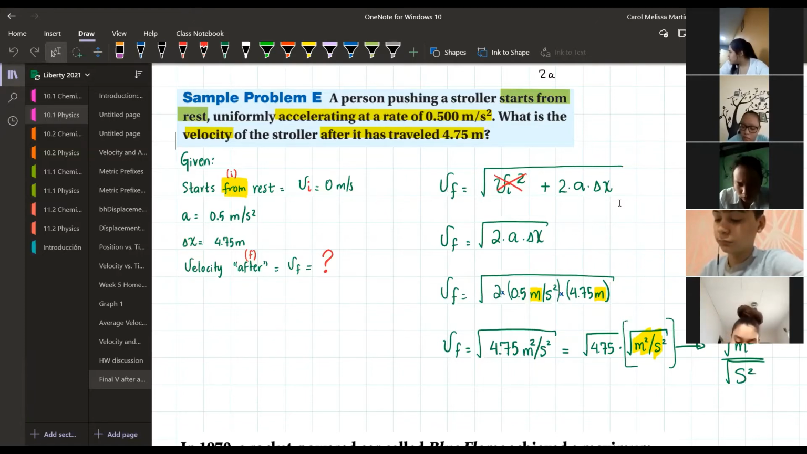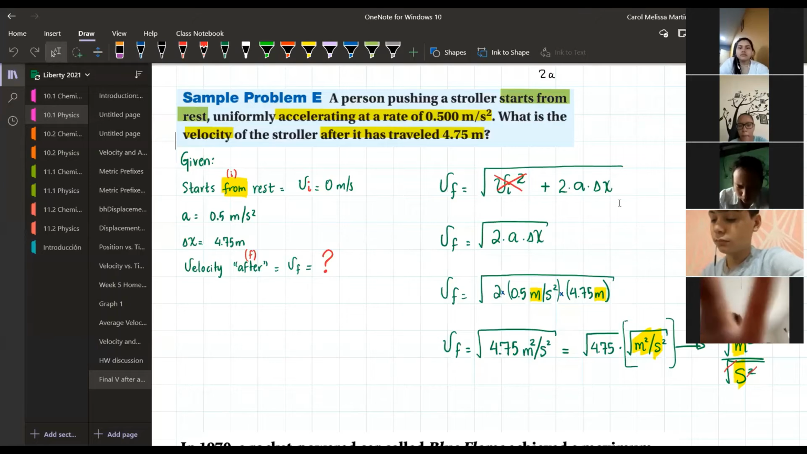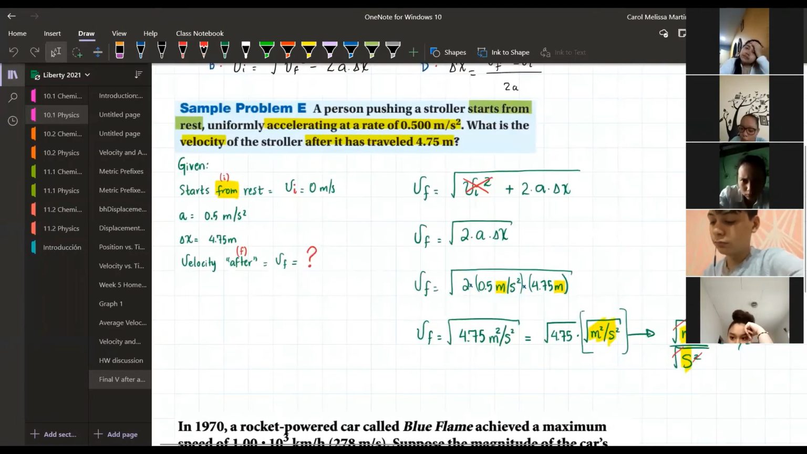So what happens when you have this? You can cancel the square power with the square root. Properties of power, okay? The second power with the other square root. So in the end, just the units, you will have this final result, okay? Only meters per second. Meters over second. Does it make sense? Are you looking for velocity? Yes. Okay, so it makes sense.